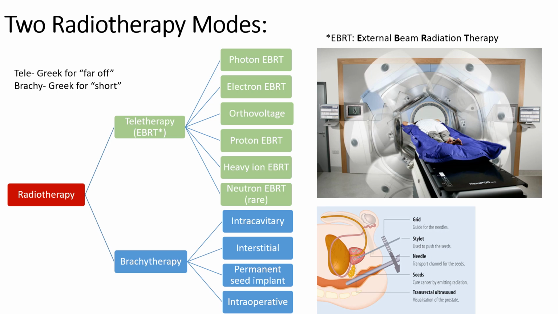And then for brachytherapy, basically in this case, you're taking the source and you're putting it directly into the tumor. And that's how you're achieving this advantageous geometry for your dose. And that can be an intracavitary treatment. It could be interstitial. It could be a permanent seed implant. It could also be intraoperative.